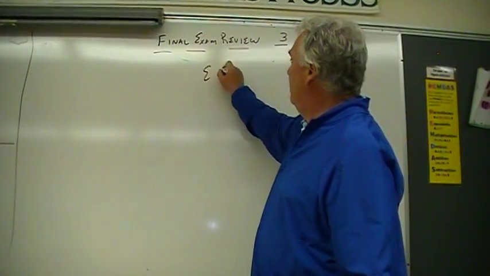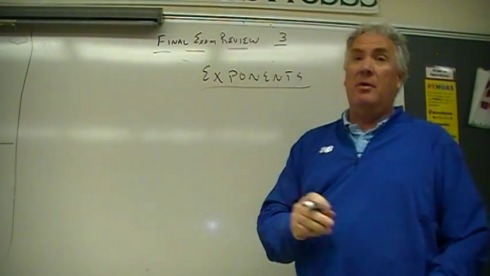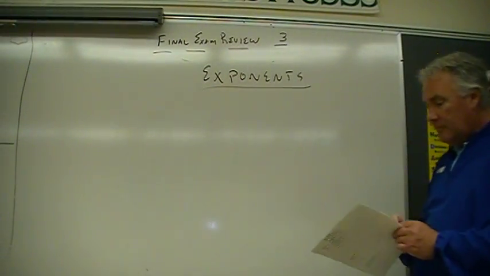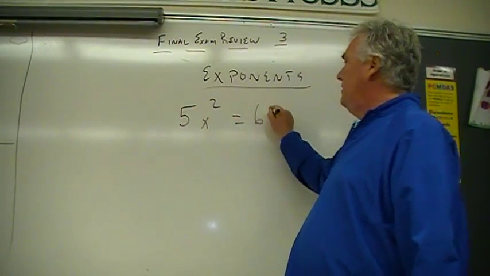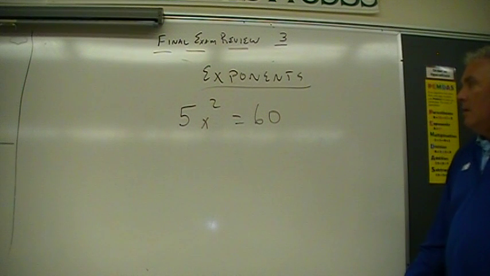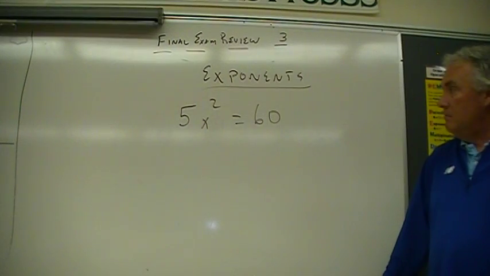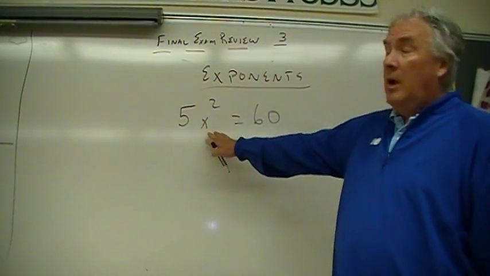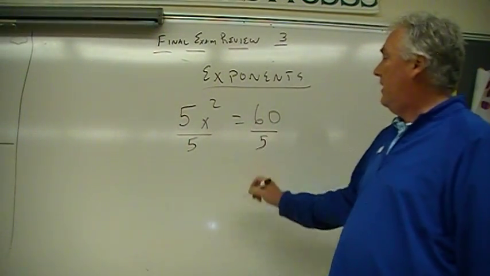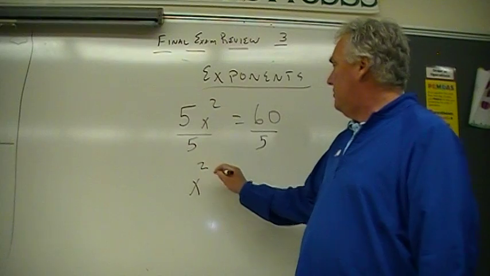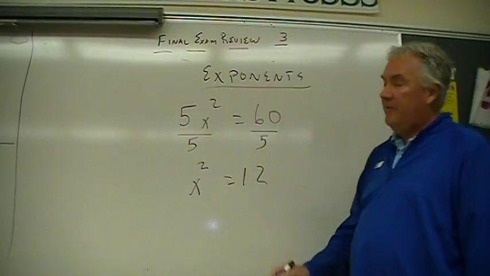Okay, last thing I'm going to do, we got a couple minutes left, I will do exponents. Exponents and roots. And I really could do this with one problem. If the problem looks like this, 5x squared equals 60. We're back to equal signs again. We want x by itself. Divide by 5. Divide by 5. X squared equals 12.